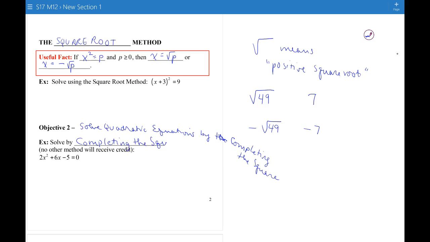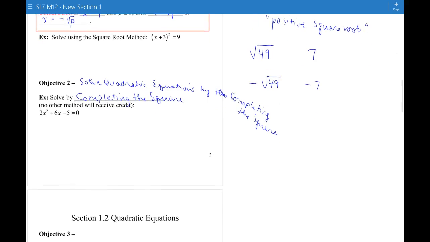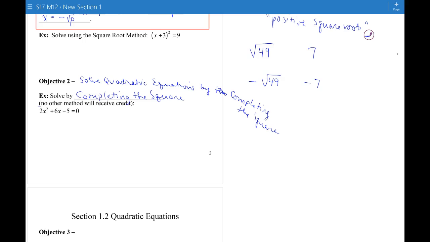And if this is on a test, it's going to say no other method will receive credit. So even if you could solve it by factoring or the quadratic formula, you really need to learn how to complete the square. So I'm going to require it. Okay, so for this one, it's a little complicated because it has the 2 in the front. You cannot complete the square with a coefficient on the x squared, so you have to take care of that. So the first thing I do is put the constant on the opposite side of the equals.